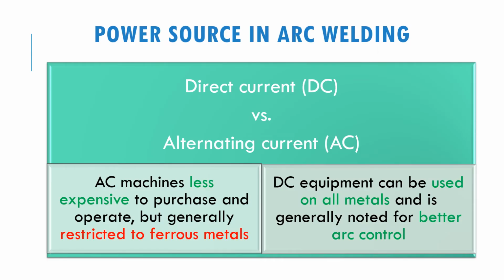So for the power source in arc welding, of course, as you know, electric supply has two types, right? One is direct current and the other is alternating current, DC or AC. An AC machine is less expensive for arc welding and also easy to operate, but generally restricted to ferrous metal only. DC equipment can be used for all metals, and it is generally noted for better arc control.